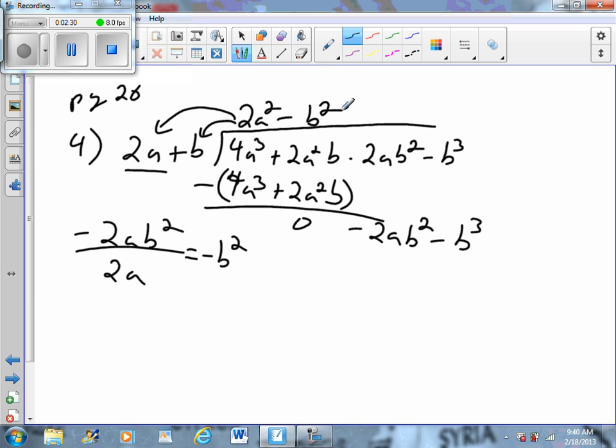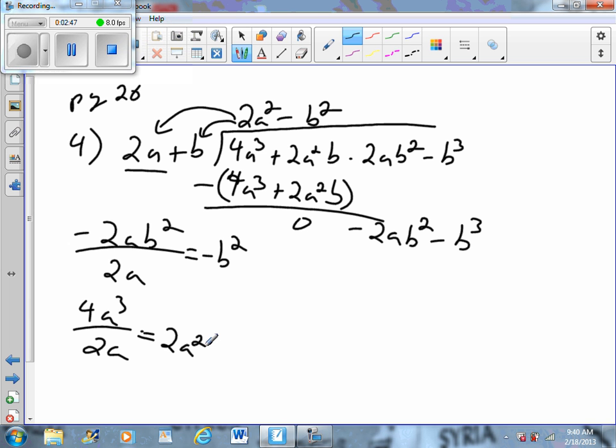Okay? And I could have done the same thing with the 2a into 4a to the third to get the lead term to begin with. What is that going to evaluate to? Reduce to 2a squared, right? And that's where the first 2a squared came from up here in my answer.